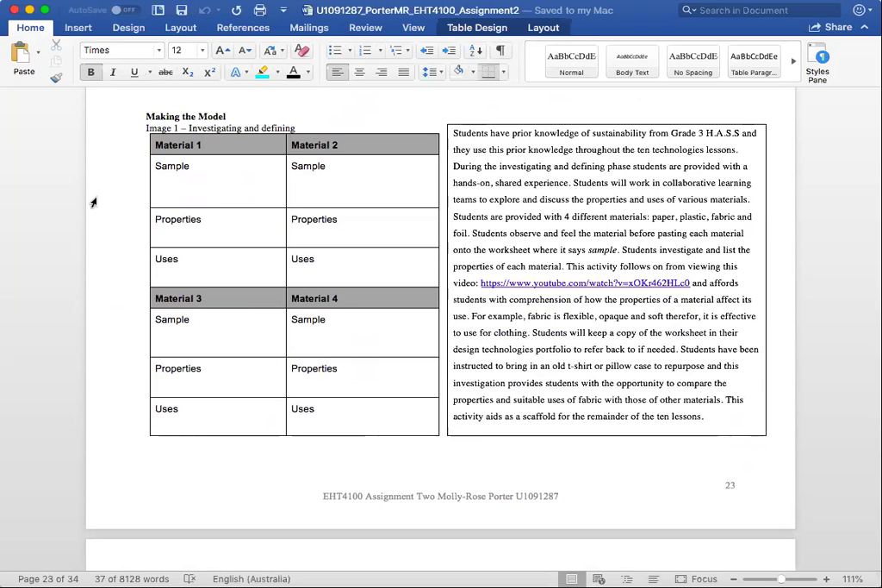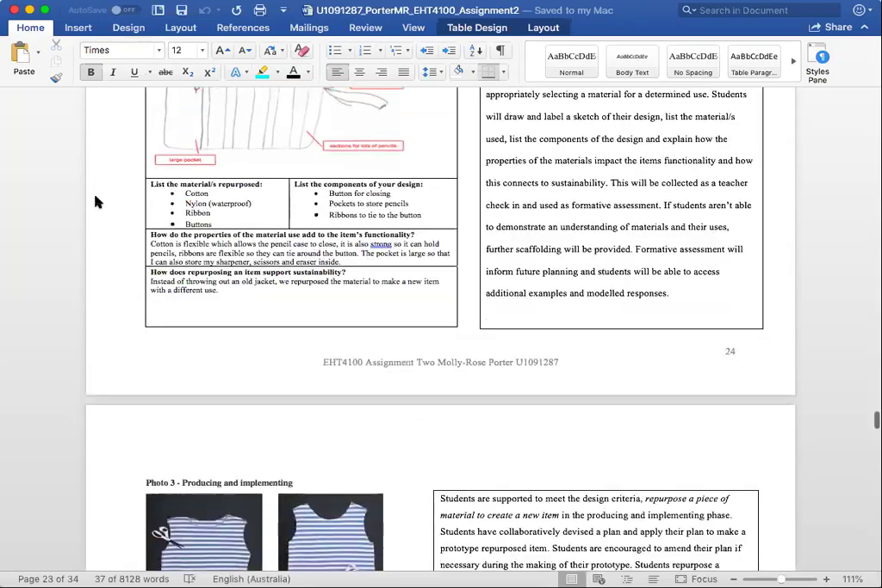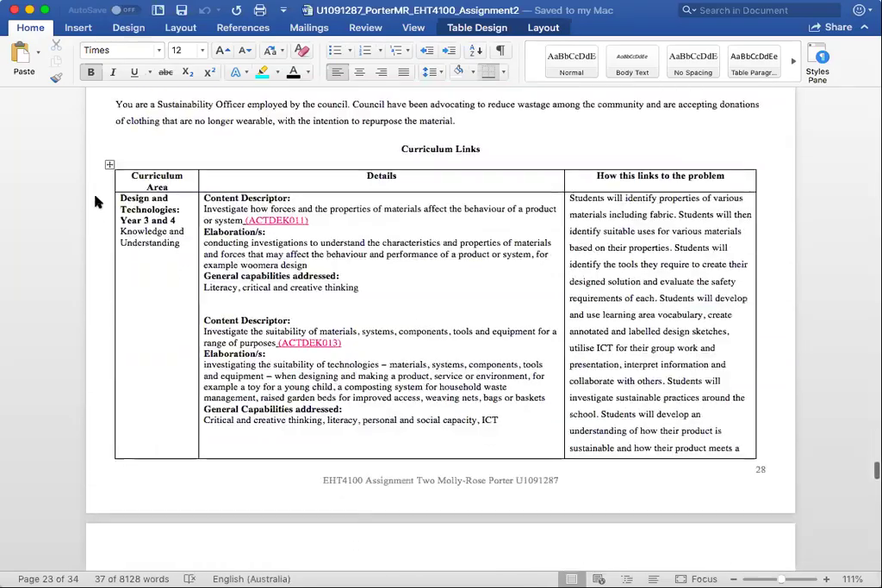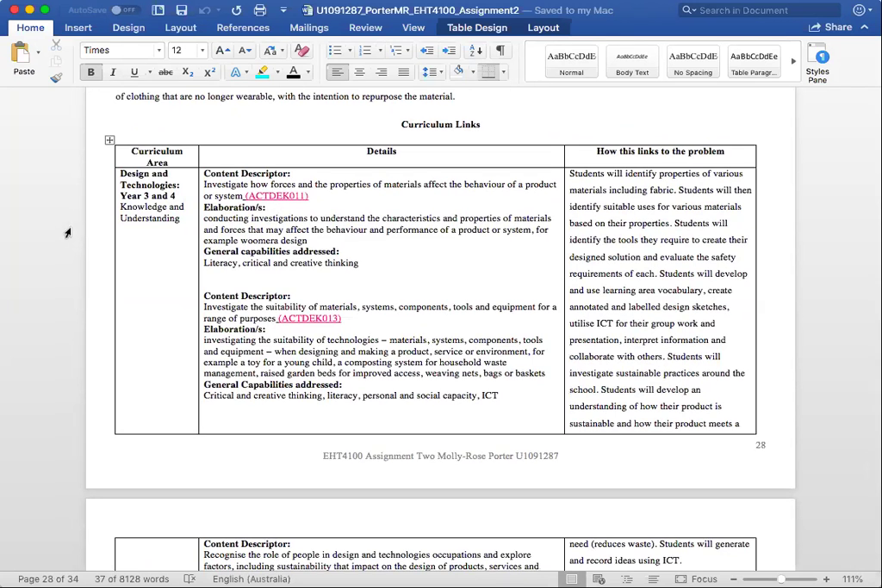investigate properties of materials and define their uses based on these properties, which applies to the knowledge and understanding content descriptor. Investigate how forces and the properties of materials affect the behaviour of a product or system. Students conduct investigations to understand the characteristics and properties of material and forces that may affect the behaviour and performance of a product or system.